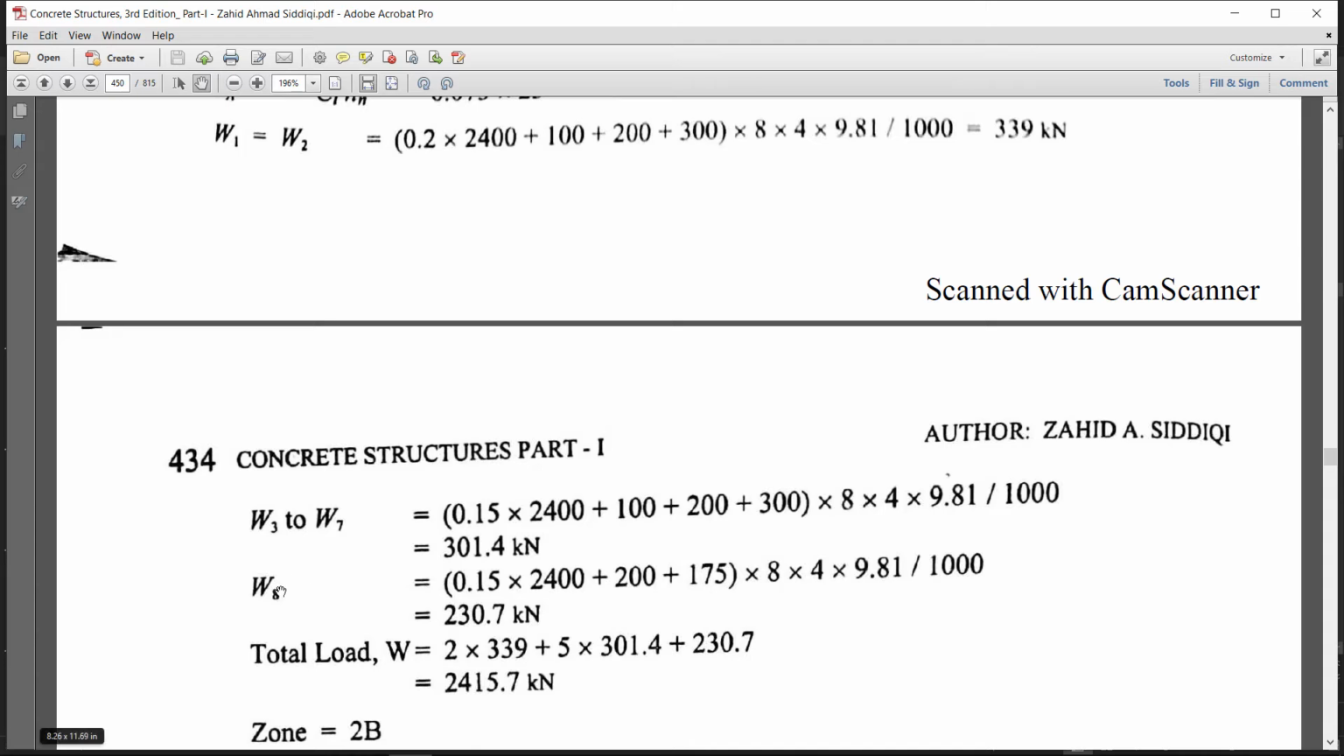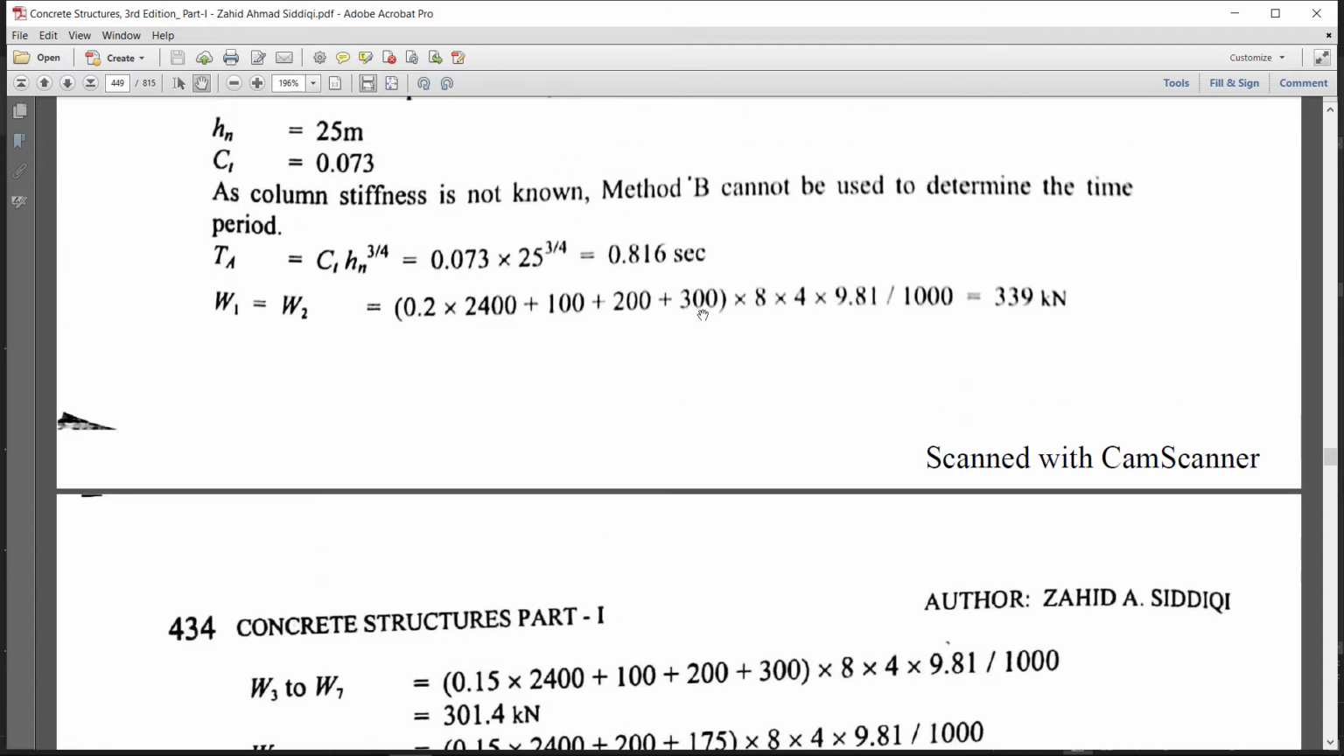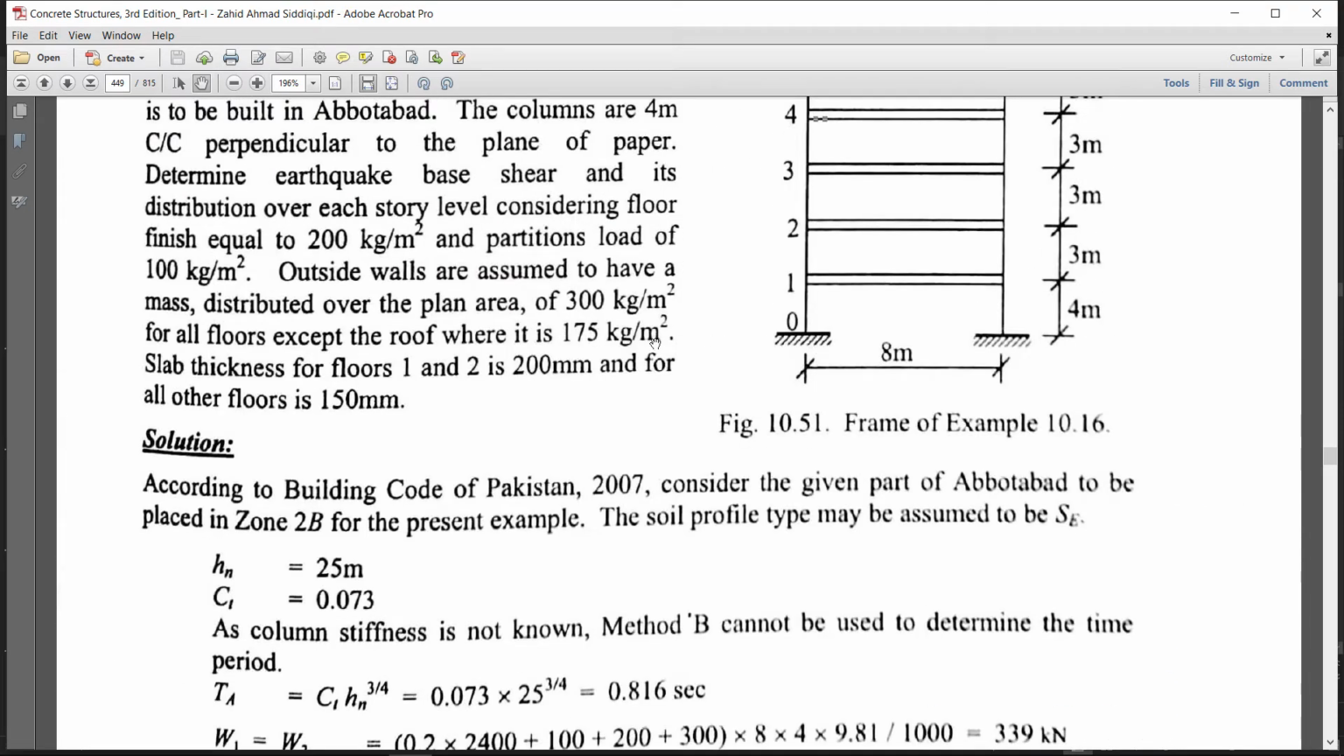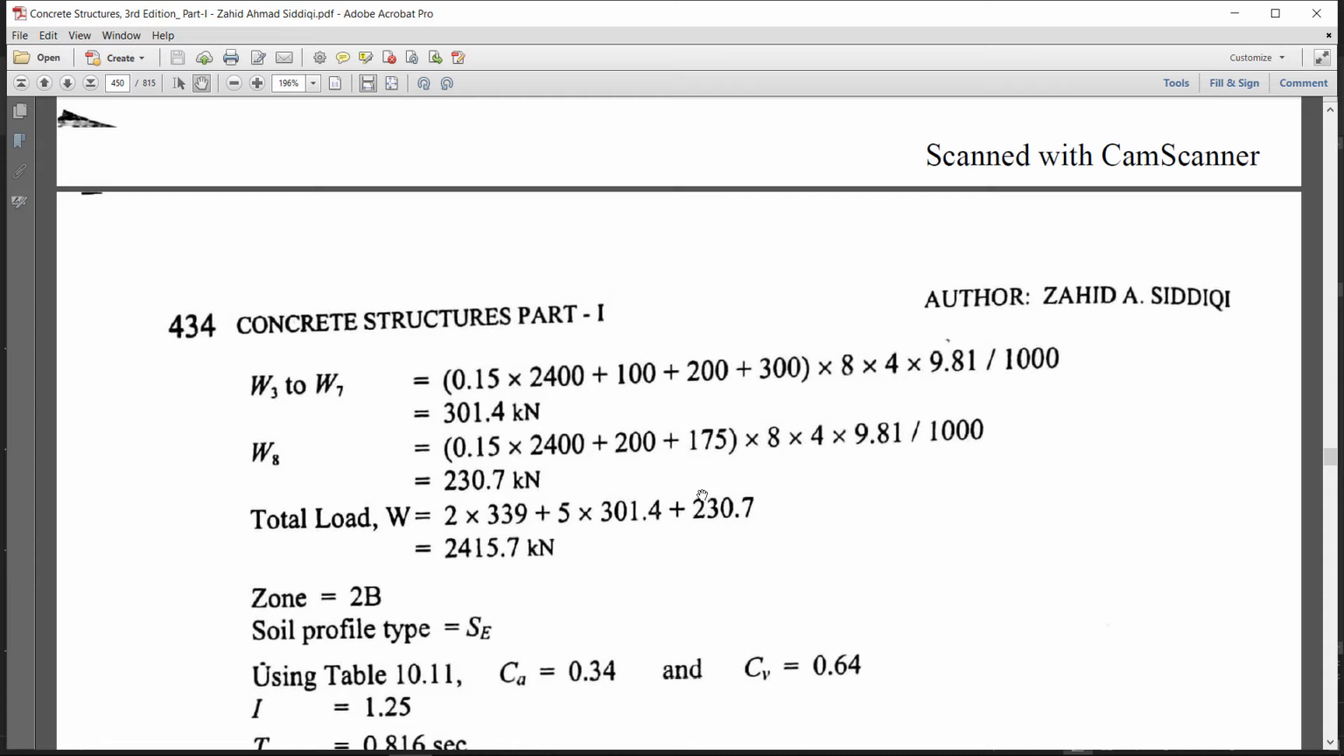Now for the eighth floor, the only difference is that the outside wall load is not 300, it is 175 kg per meter square. So that is what I have put here. Now multiply by the area of the floor, multiply by 9.81 divided by 1000.